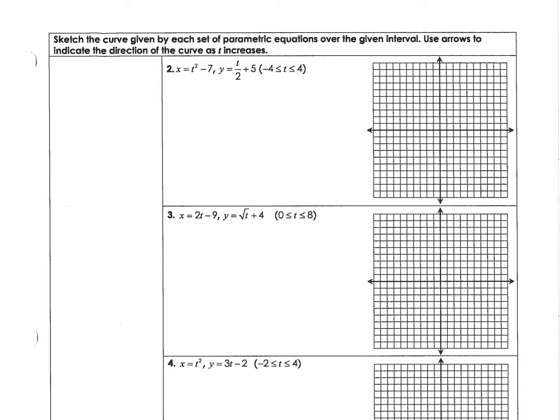So what is my parameter value? This is my interval. This is my interval, right? This is my parametric interval. Now, what is my parameter, though? That means, what variable are we using to describe the other two variables? T. So t is my parameter.